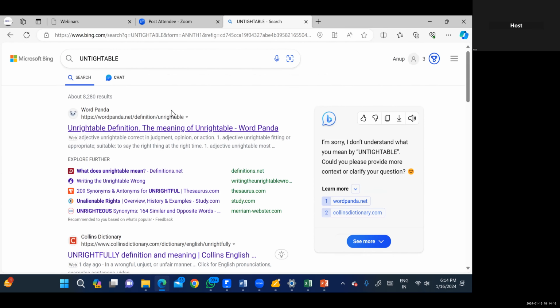And lose is not lost. Lost is the past tense of lose. Okay? Lose means something like disappear, invisible, or to move away from you. That is lose. And loose here means something which is not tight or beyond your measurement. It's not fitting you. Something which doesn't fit you. It's loose.